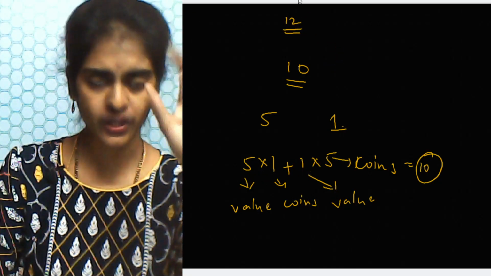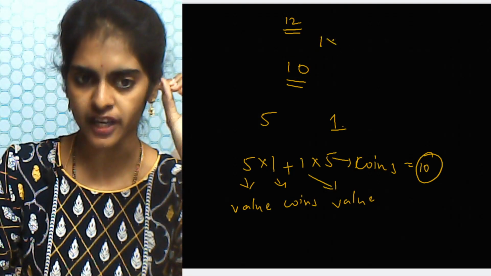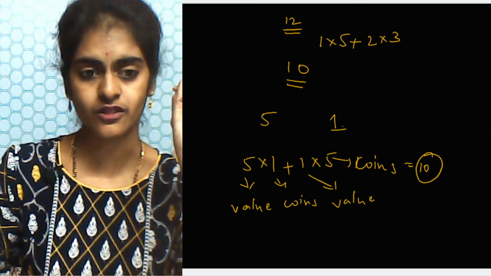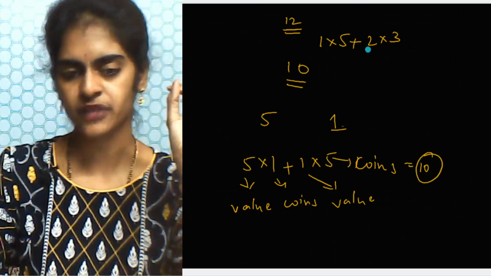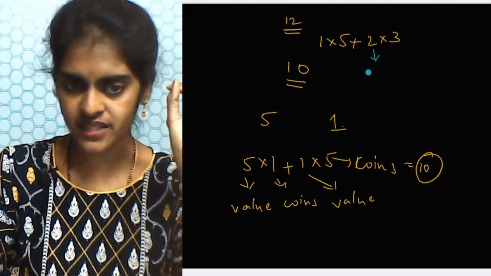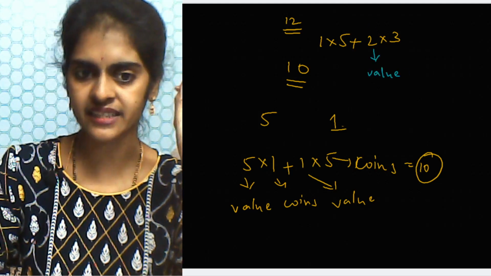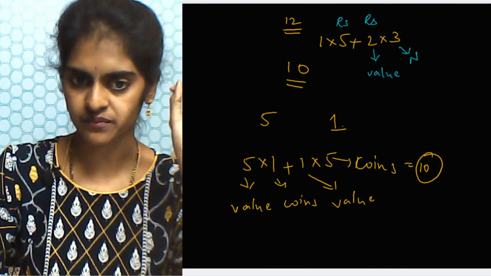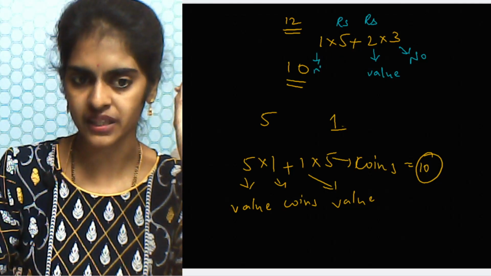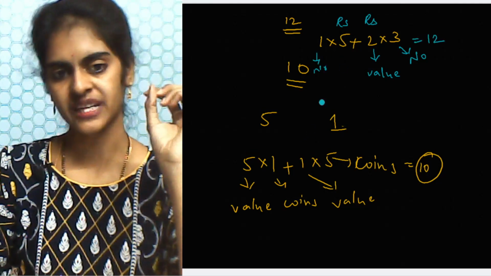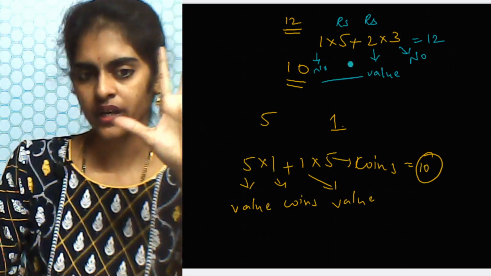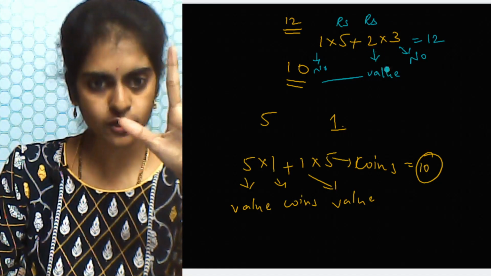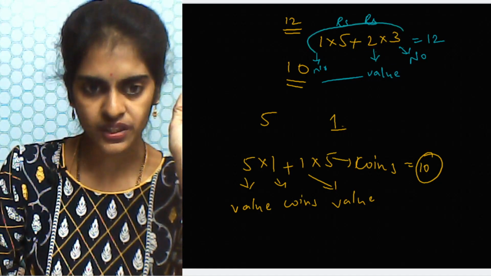Suppose you have 12 rupees, so I say you have one 5 rupee coin, plus you have three 2 rupee coins. So this is 2 rupees, this is the value, and this is 5 rupees. So value multiplied by number. Here also value multiplied by number gives you the total amount, which is 12. I have one 5 rupee coin, so that means I have 5 rupees, and three 2 rupee coins. So 3 twos are 6, I have 6 rupees from 2 rupee coins. So total is 12.